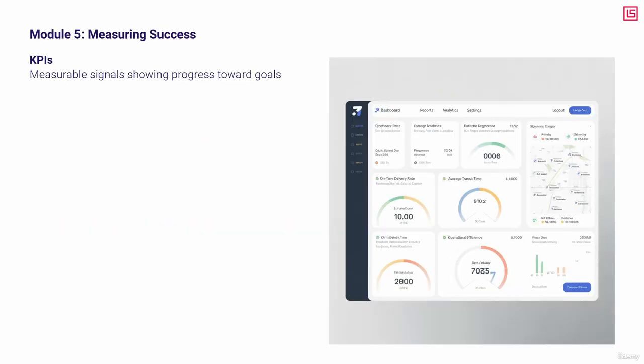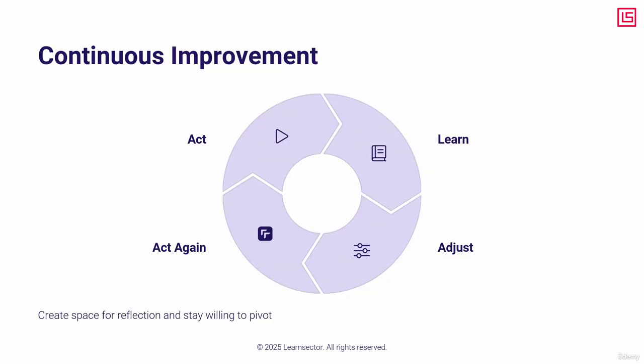Module 5 rounded out the strategy lifecycle by looking at how to measure success. We reviewed key performance indicators, KPIs, the measurable signals that show progress toward your goals. We discussed how to choose relevant metrics that go beyond activity and really point to impact. For example, you don't just want to track website visits, you want to know if those visits turn into loyal customers. We also touched on continuous improvement and feedback loops.